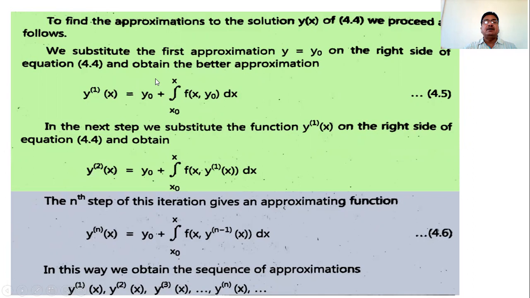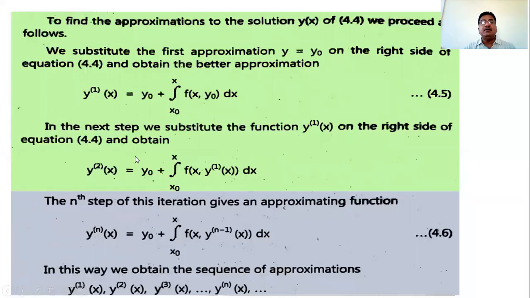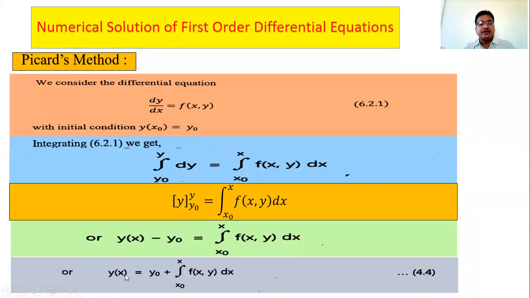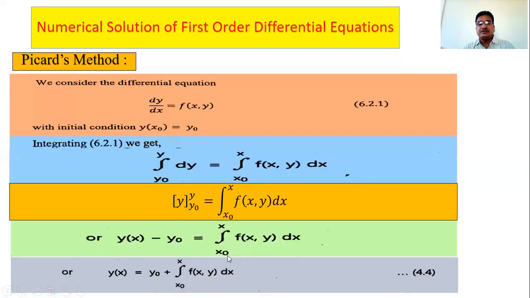So step by step, we find the first approximation, second approximation, third approximation. So what is the formula for the first approximation? We substitute y is equal to y naught on the right side of this equation 4.4. So we have the first approximation y1(x) is equal to y naught plus the integration from x naught to x of f(x, y naught). Just write here y as y naught to find the first approximation.